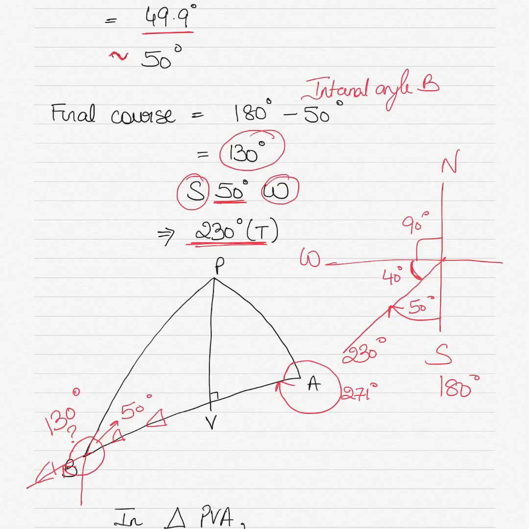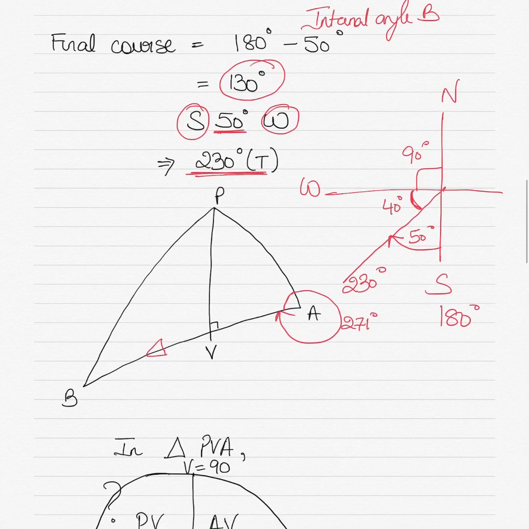Alright, so just watch this again if you're not very sure. But what you have to do with the final course is always find out the internal angle B and then subtract it from 180 to find the outer angle B. Once you find out the outer angle B, figure out the quadrant in which you are. If it was less than 90, it would have been in the northwest quadrant, in this case, when the vessel is proceeding west. If it is more than 90 degrees, like it was in this case, then I am in the southwest quadrant. Alright, so that's the whole idea behind it.